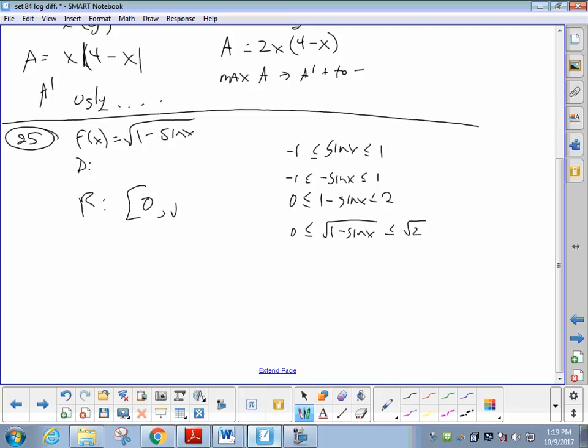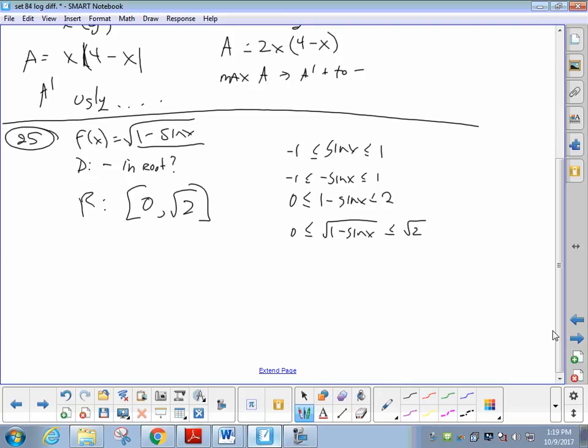Inclusive or not? Inclusive, okay? The lowest sine could be is negative 1, so the smallest that thing could be is 0, and the greatest it could be is 2 inside the root. The domain. When I have a root, what's the thing I have to worry about? Negative in a root. Can you get a negative in the root? Why not?